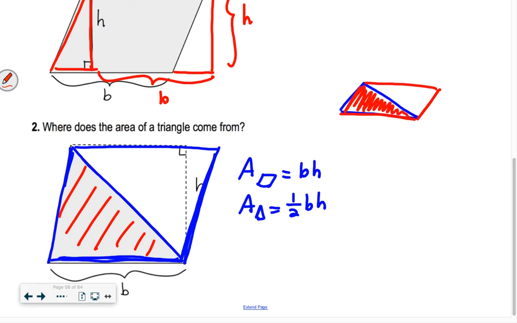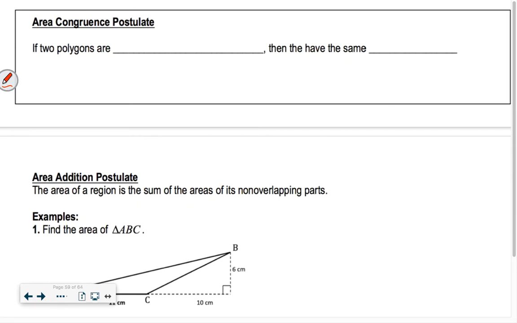Okay, next up. The area congruence postulate. If two polygons are congruent, then surprise, surprise, they have the same area. Exactly. And this leads to the area addition postulate, which says the area of a region is the sum of the areas of its non-overlapping parts. So you guys have seen this before, where you have maybe a square with a semicircle on top of it and a triangle on the side, and you have to find the area of the total figure. Okay, that's what we're going to do. So we're going to find the area of the whole figure.